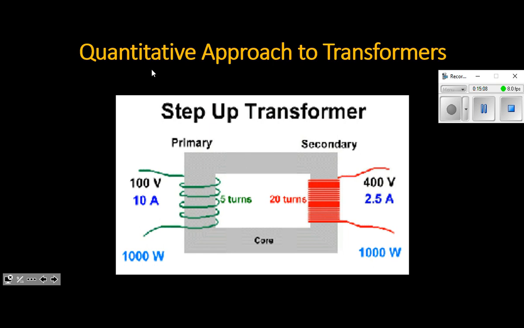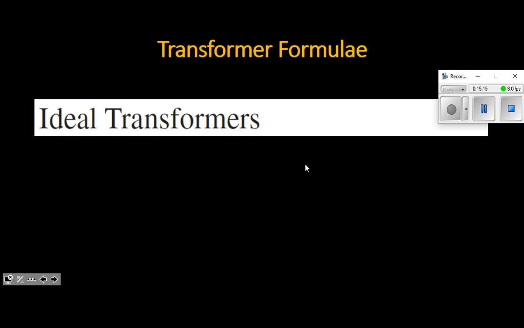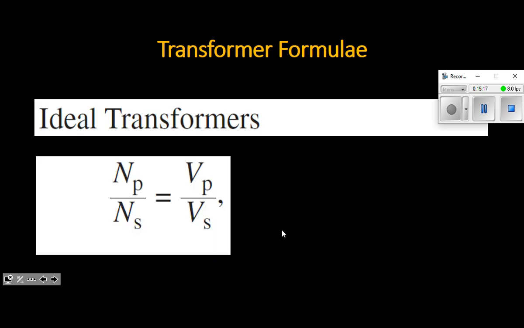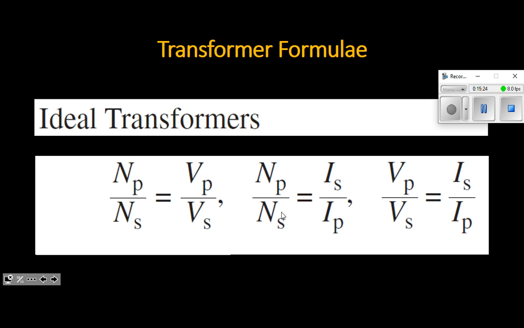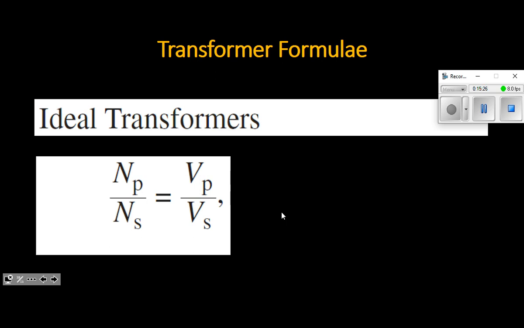So let's take a quantitative look, meaning we're going to start bringing some numbers into the transformers. So in an ideal transformer, this is straight out of your formula sheet. It's going to show you actually the whole meal deal like that, but I'm going to back it up just a little bit and do one at a time. So our base formula if you're dealing with the number of turns and the voltage: number of turns in the primary divided by the number of turns in the secondary is equal to the voltage in the primary divided by the voltage in the secondary.